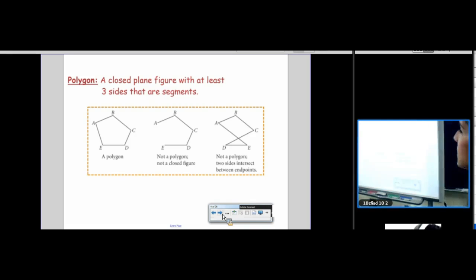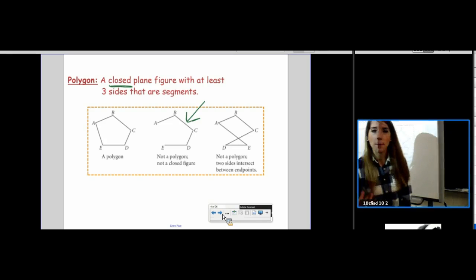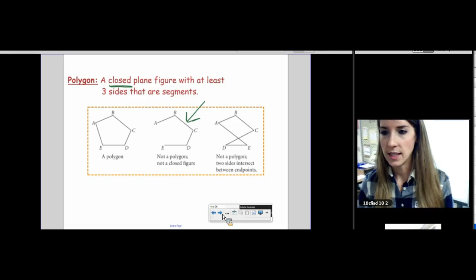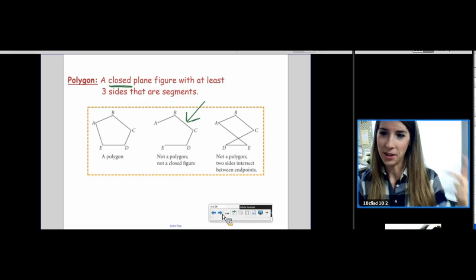So like I said, each of these words is important. It needs to be a closed figure. So this, for example, right here, would not be a polygon because not all the sides are connected. It is not closed, it's open. The opposite of closed, right?